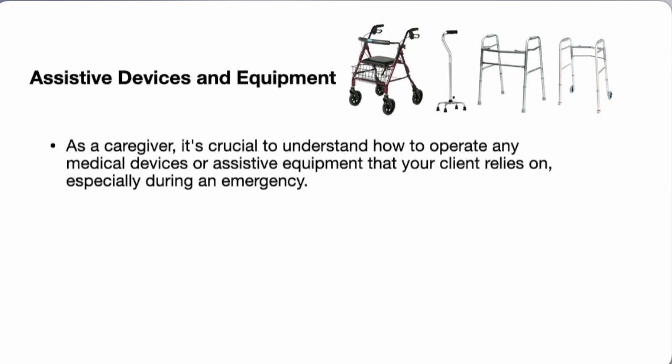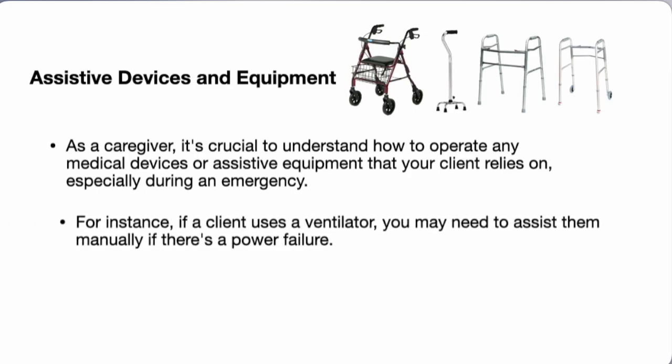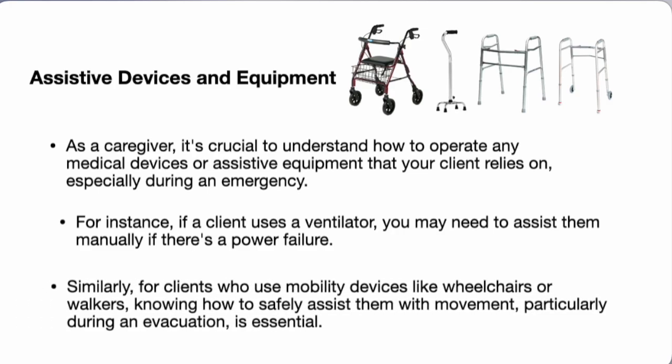Assistive devices and equipment. As a caregiver, it's crucial to understand how to operate any medical devices or assistive equipment that your client relies on, especially during an emergency. For instance, if a client uses a ventilator, you may need to assist them manually if there's a power failure. Similarly, for clients who use mobility devices like wheelchairs or walkers, knowing how to safely assist them with movement, particularly during an evacuation, is essential.